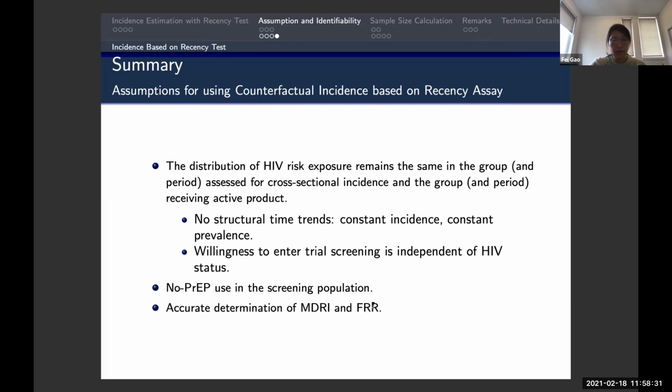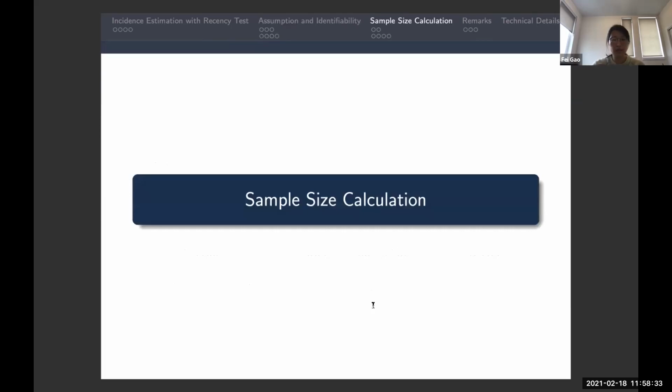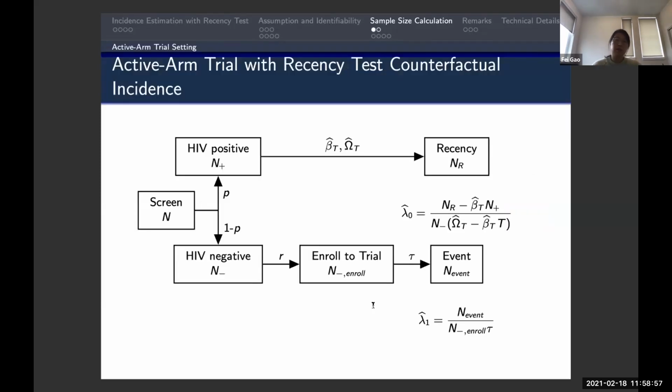All right, so now let's come to our next part. I have introduced this incidence estimator, and also under what kind of assumptions this incidence estimator would unbiasedly estimate the counterfactual placebo incidence. Now we're going to look more closely at what the study design will look like. This is, in principle, very similar to the graph I had shown before, but now I have put in more notation for the aid of computation.